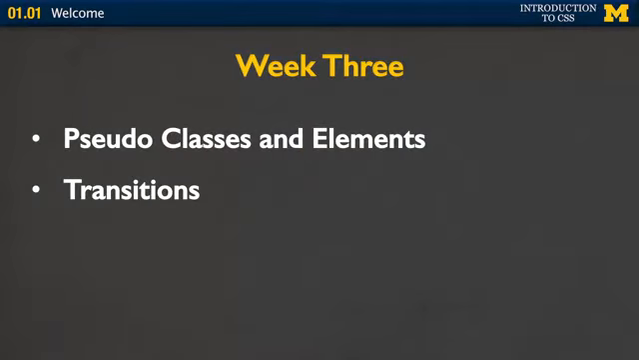In week 3, we talk about pseudo-classes and elements. These are kind of this cool idea of how we can make different things happen when we hover over a page. It also talks about how we can style just certain things like the last paragraph in the page or the first paragraph. We'll also talk about transitions. This is a way of changing the look of one of the elements on your page, which is very similar to the idea of transforms.